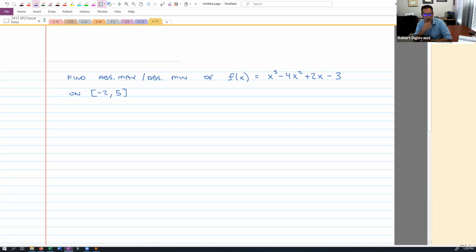Are we ever going to be asked to find local maximums, and how would we tell if it's a maximum or minimum, like a local? Yeah, good question. The question is, will we ever be asked to find local maximums and minimums, and how do we do it? Well, that's actually not the next section, but the section after that.